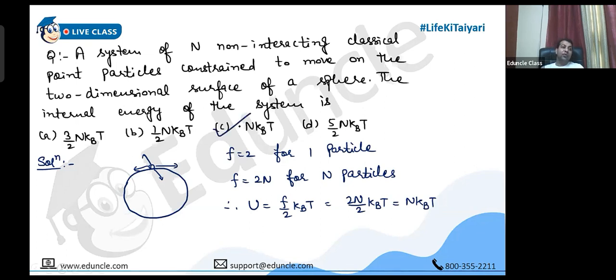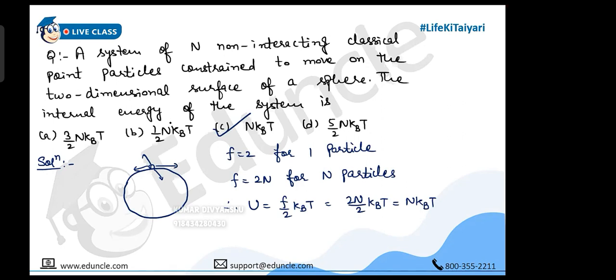It is moving on the surface of the sphere, so obviously it cannot go down or up. Surface, it is a plane. It is 2D, so only 2 degrees of freedom are there. Clear? So be careful.